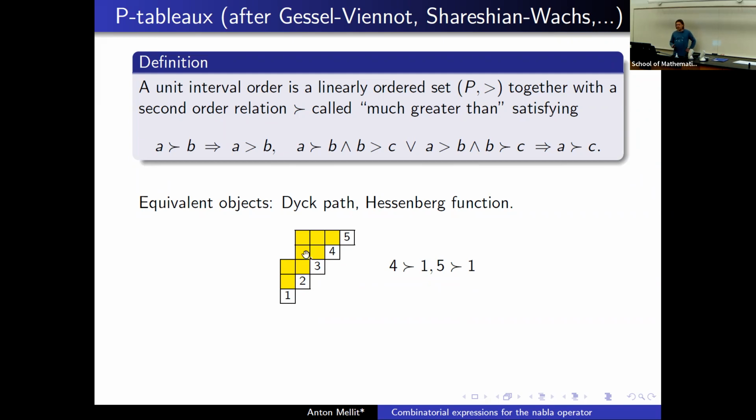So I say that a number is much greater than another number if the box is outside of the path. So here in this picture, for instance, you see that 3 and 1 are still under the path, but 4 and 1 is already too much. So 4 is much greater than 1 here, and 5 is much greater than 1, and there are no other much greater than statements.